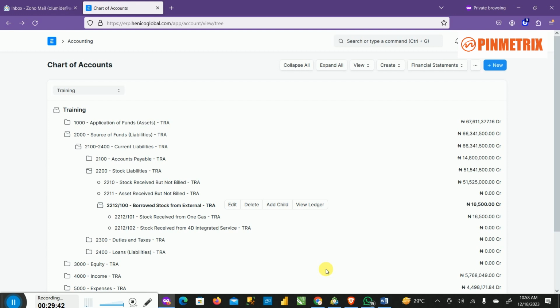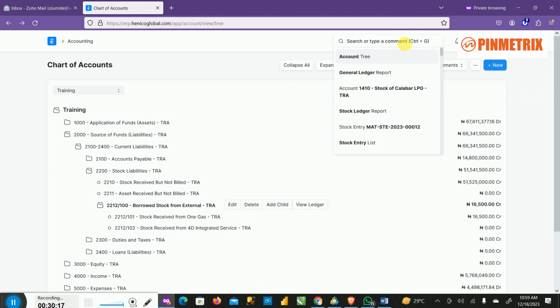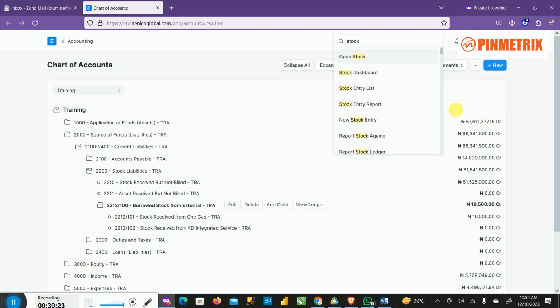Now, how do you utilize the product? So, you have only received the product. How do you now utilize it? There are different ways you can utilize it. Either you utilize it within the same warehouse, or you transfer from that warehouse to the other warehouse. That decision depends on you. But for Henico Global, for a simple process, I would advise that you go into the same stock entry we just did.